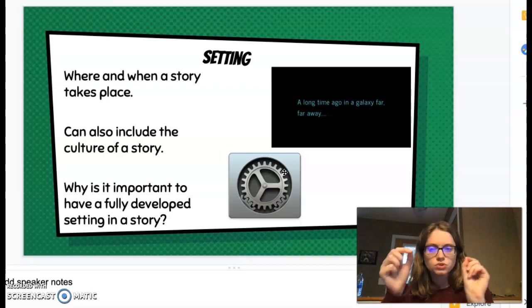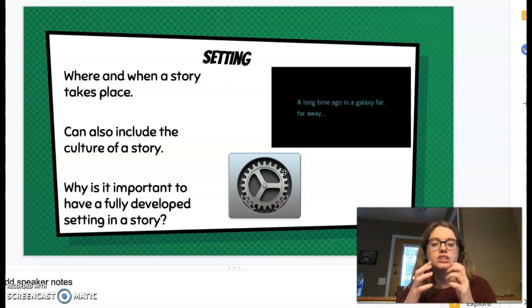The author has to change little things, not just where and when the story takes place, but also to establish a culture within that story. We can talk about more examples of that in class, but I want you to ask yourself, and maybe jot down in your notes, why is it important to have a fully developed setting in a story? So we don't just say, I was at my grandma's house. Okay, we need a little bit more than that. What's it like at your grandma's house? What does it smell like there? What does it look like there? What kind of sounds do you hear? What is the culture at your grandma's house? So on and so forth.